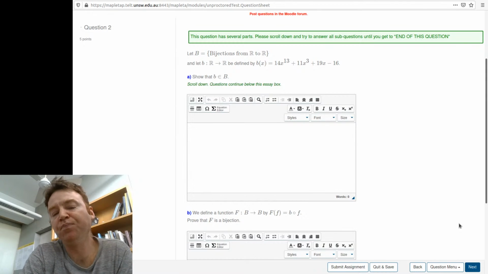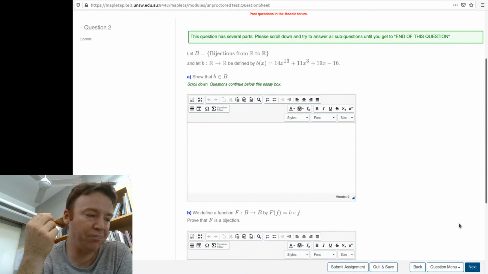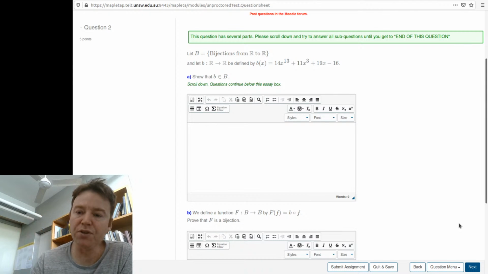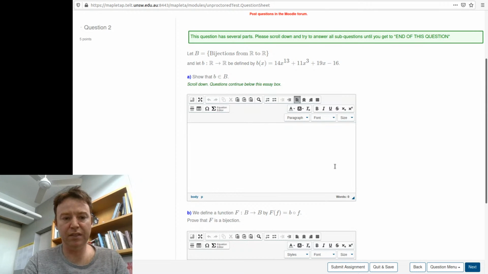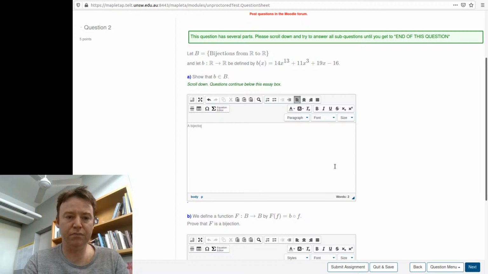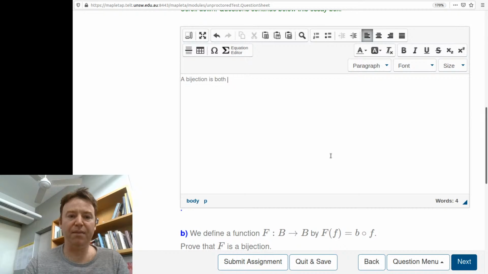Okay. So, bijection means that it's injective and surjective. So there's a fair bit to do here. So for injective, and maybe I'll say that. Maybe I'll start my response by saying that a bijection is both injective and surjective. Maybe I can make it bigger. Oh yeah, now you can see what I'm typing.